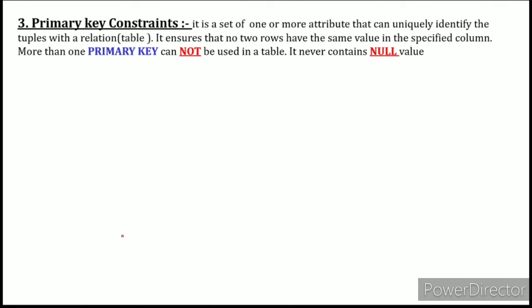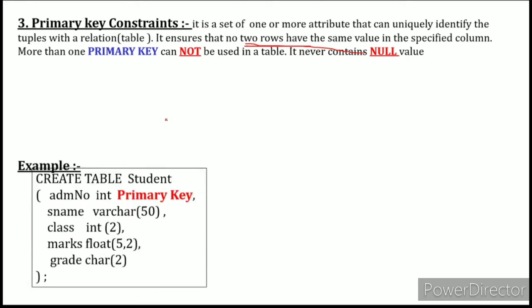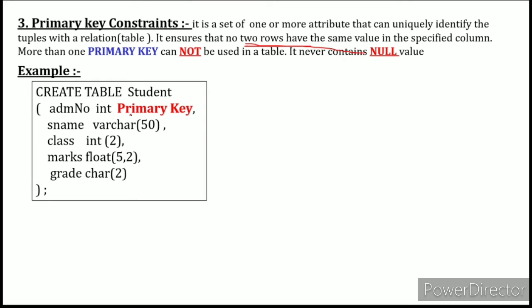Next is primary key. It is a set of one or more attributes that can uniquely identify a tuple within a relation. Relation means table. It ensures that no two rows have the same value. How is it declared? Just use the primary key keyword. So admission number, its data type, and primary key. Here admission number is the primary key in the student table. So no two students have the same admission number.